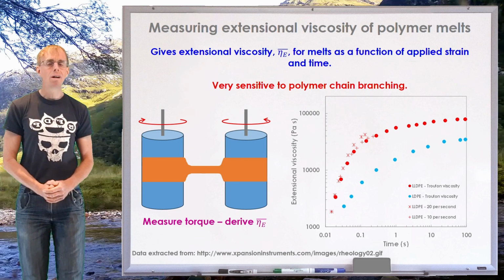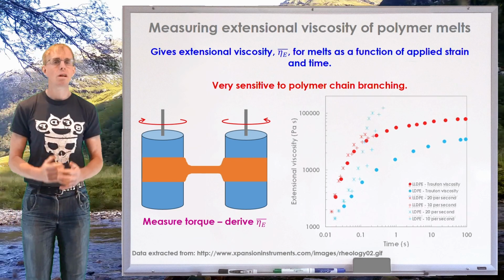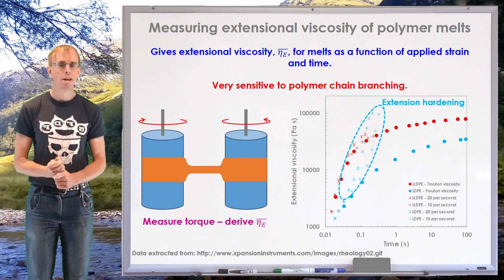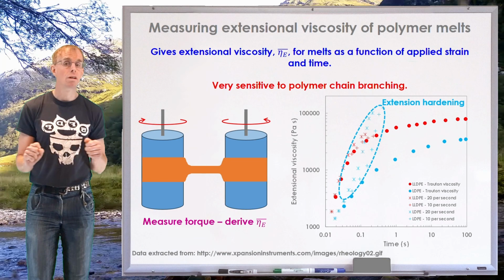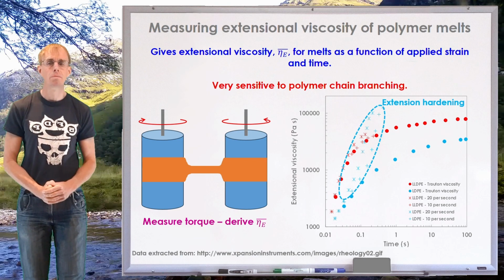However, for a highly branched molecule, we see something radically different. We see a very, very strong departure from that Trouton result as the material strain hardens. And this is the signature of chain branching that you can pick up with these extensional experiments.